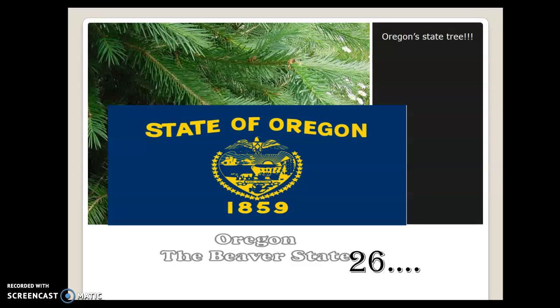Not everything has the same number of chromosomes. Our Oregon State Tree, the Douglas fir, has a diploid number of 26 and a haploid number of 13. So every cell in the pollen or every cell in the seed has 13, and every cell in the trunk and the leaves has 26.